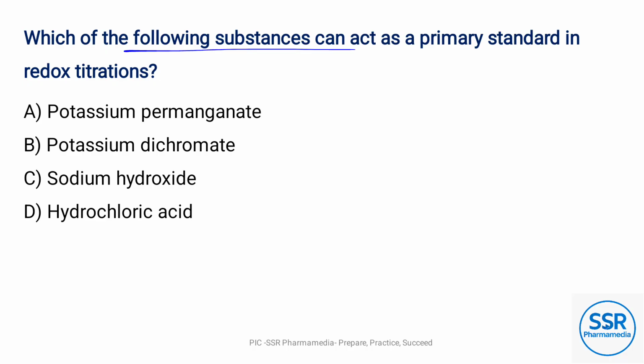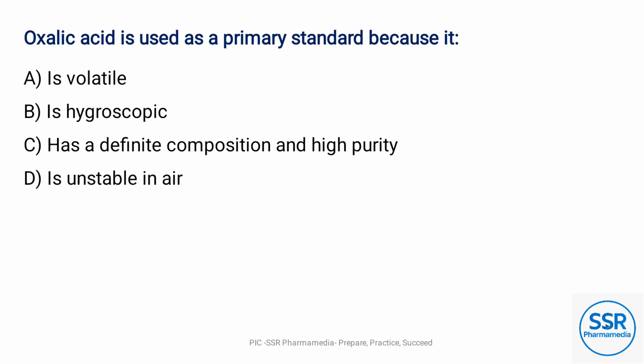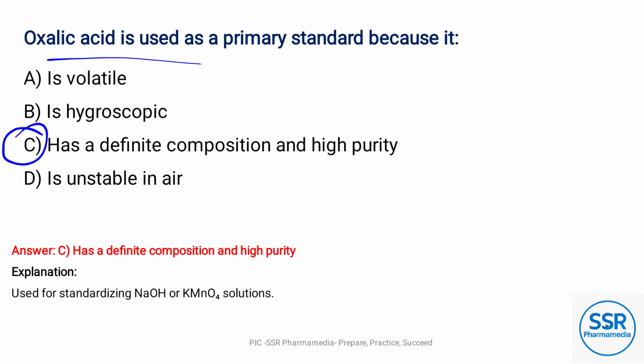Which of the following substances can act as a primary standard in redox titration? So the answer is option B, potassium dichromate. Potassium dichromate is used to standardize ferrous solution in redox titrations. Oxalic acid is used as a primary standard because it has a definite composition and high purity. Option C is the answer.